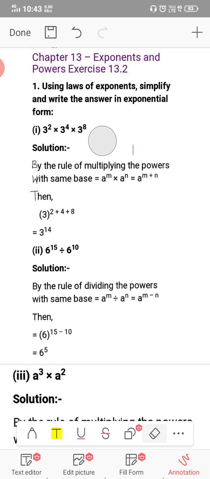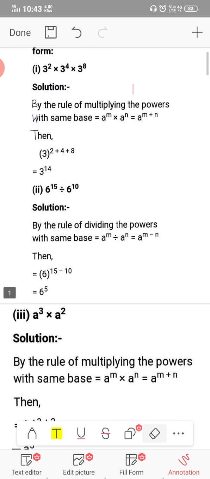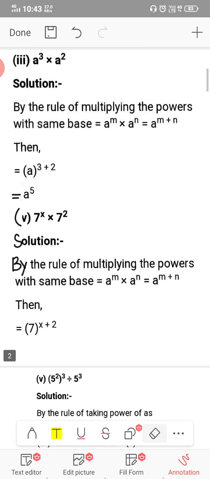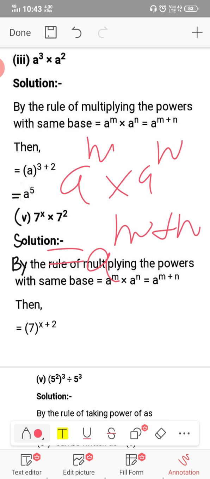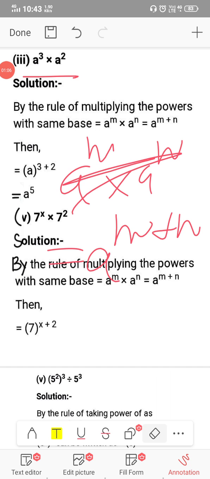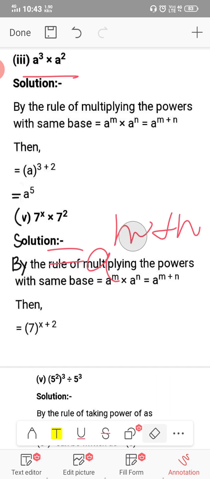Now moving on to the next part, it is a to the power 3 into a to the power 2. So we know the formula a to the power m into a to the power n. When the base is the same, the powers will be added, so it will be a to the power m plus n. That is what we will do in this question. We will add both the powers of the base a, and we can write it a to the power 3 plus 2, which is equal to 5.